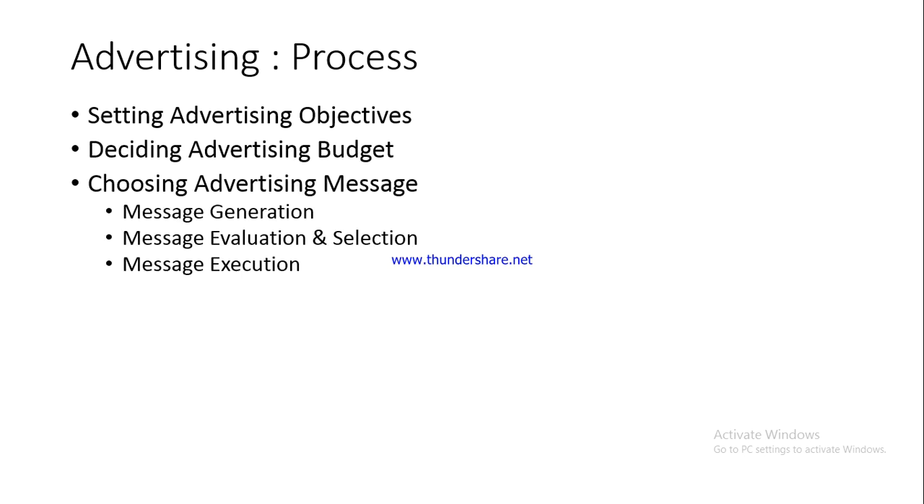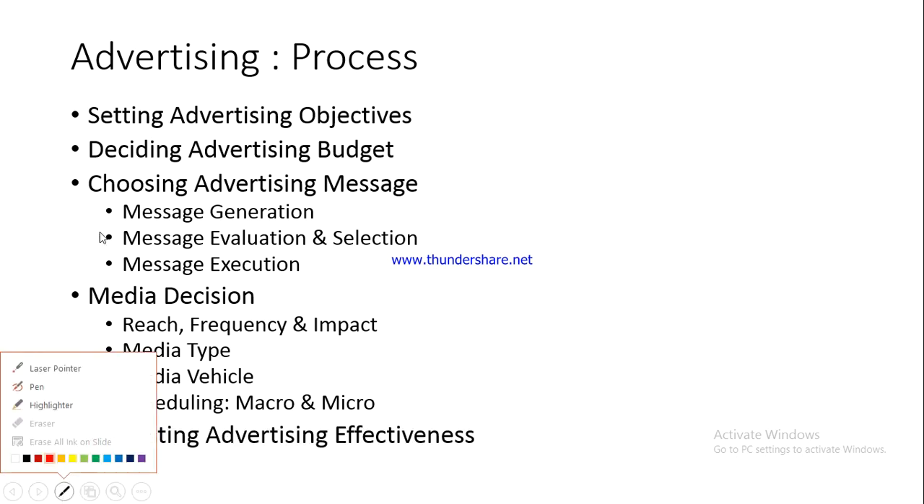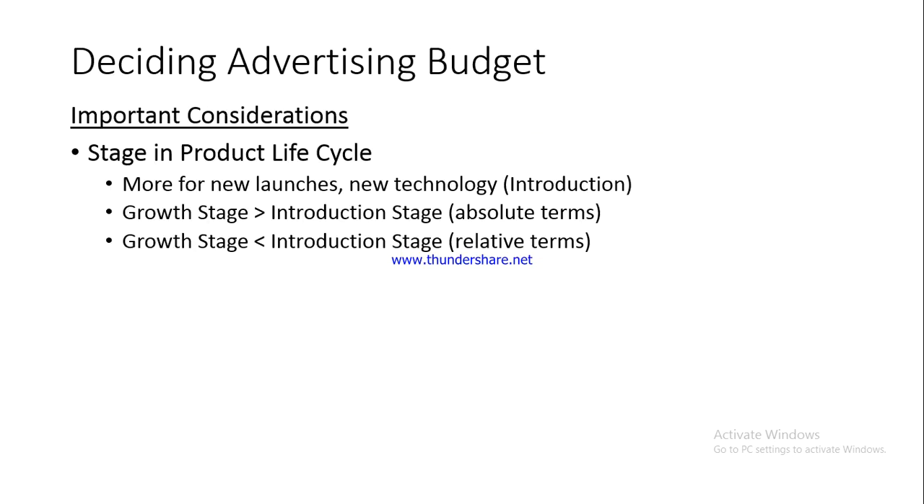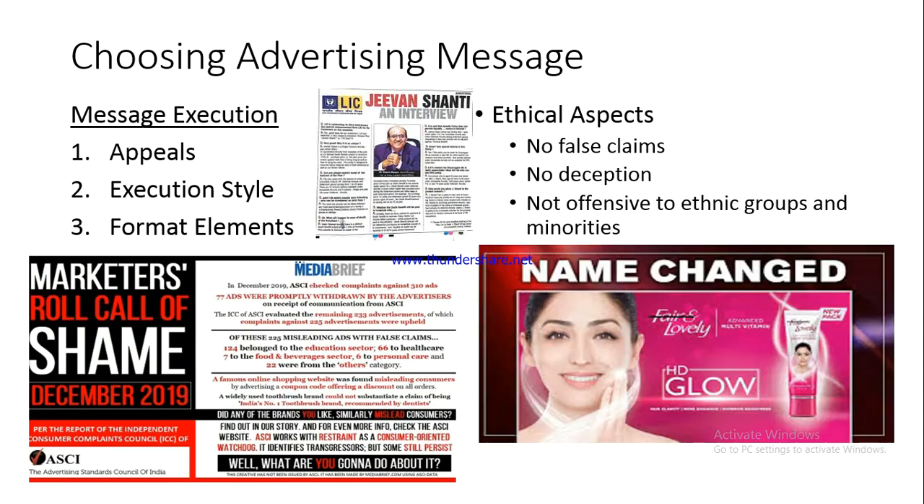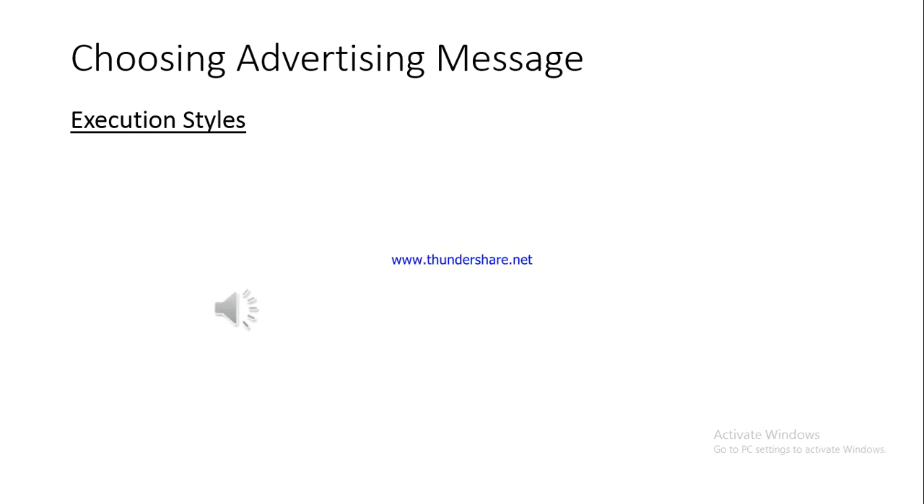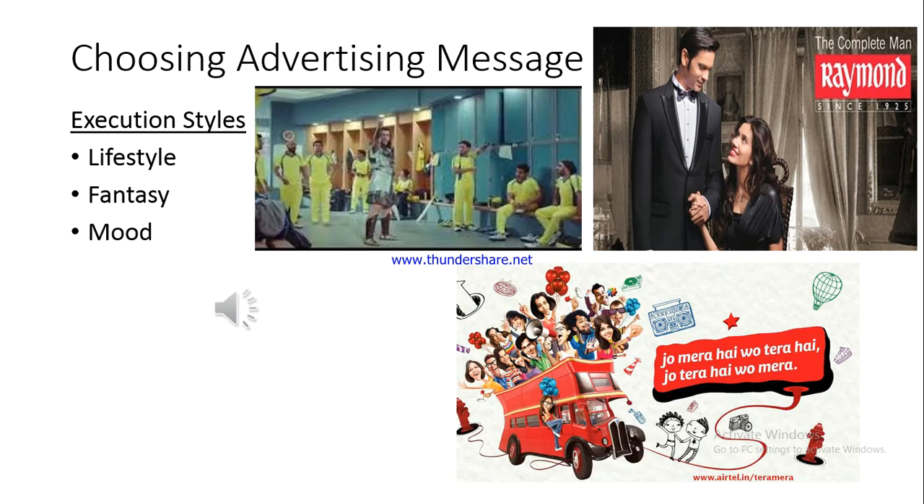If you would recall, we were basically in the middle of discussion on this particular aspect, choosing the advertising message. And you would recall that we were talking about the execution aspect in the last session that we had, right? So we have talked about the first two steps, and as I said, we were in the middle of choosing the advertising message, and we had talked about the appeals and the execution styles, right? Now let us talk about a few more things in this particular step.